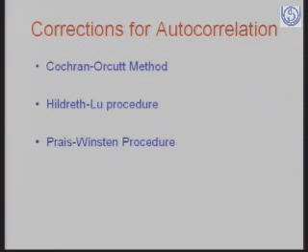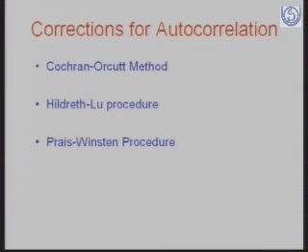In block 2 of the econometrics methods course, while dealing with this course material, we have given the procedure of how to implement these tests. So these three procedures, Cochrane-Orcutt method, Hildreth-Lu procedure, and Prais-Winsten procedure, are what you can utilize. Okay, so this is how the correction for autocorrelation is done.